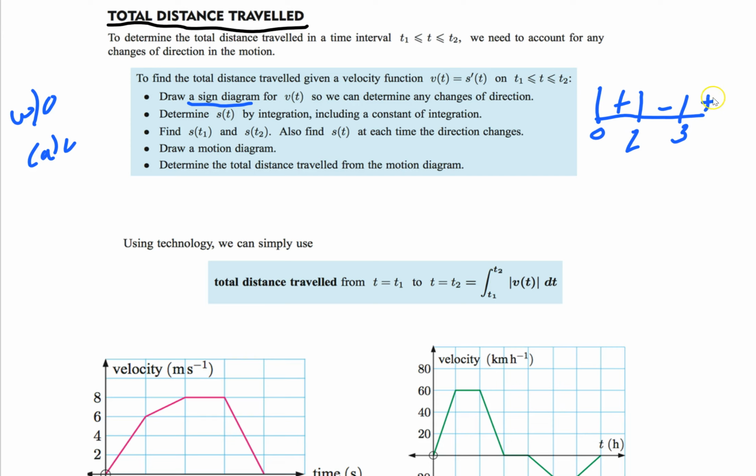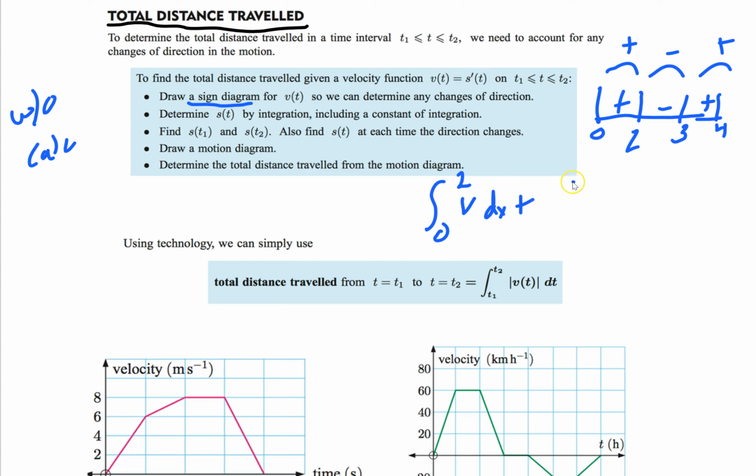And let's say they only wanted it for the first 4 seconds. Right? So how would I find the total displacement of this? Well, I gotta keep in mind that this is a positive value, this is a negative value, and that's a positive value. So when I integrate, I gotta separate it. Do the integral 0 to 2. Get my positive value.